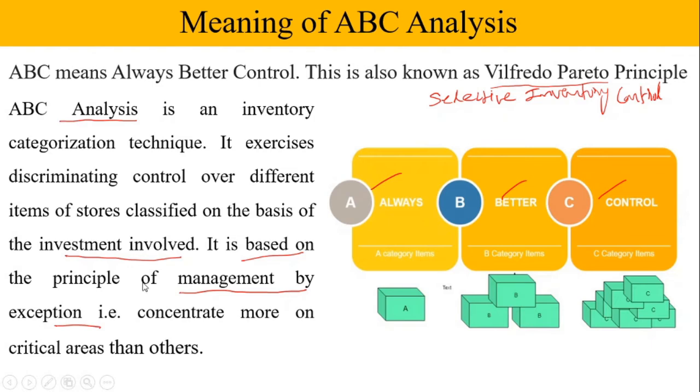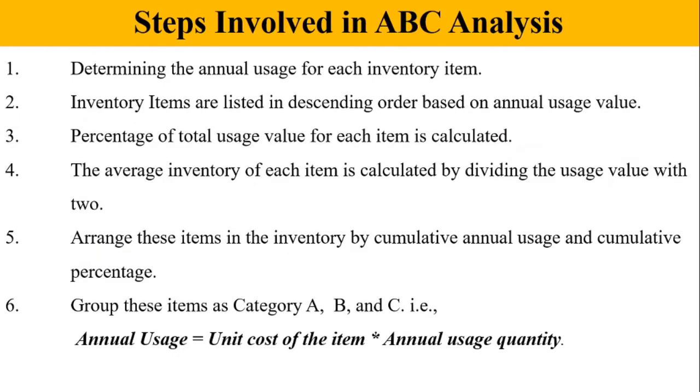The steps involved in ABC analysis are: determining the annual usage for each inventory item. For each inventory item, we are supposed to decide the annual usage. At the second stage, inventory items are listed in descending order, that means highest to lowest, based upon the annual usage value. After arranging the descending order of the annual usage value of inventory, we need to calculate the percentage of total usage value for each item based upon the individual stock item.